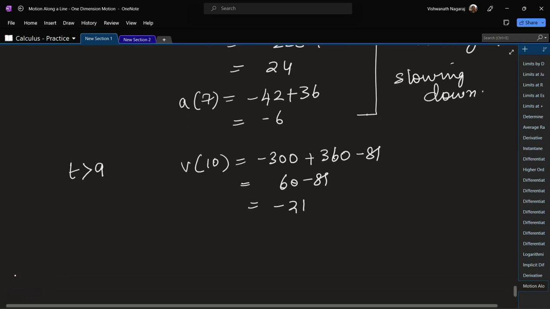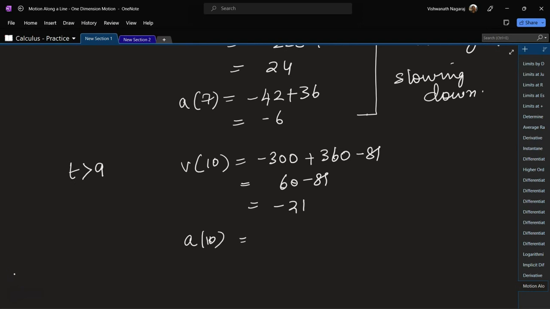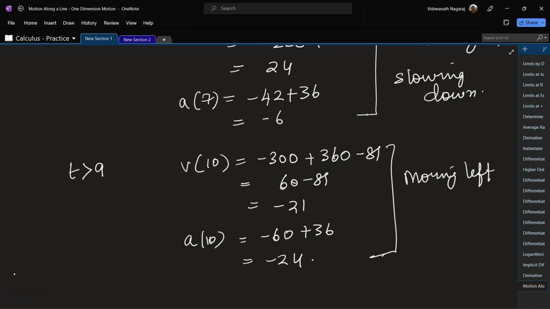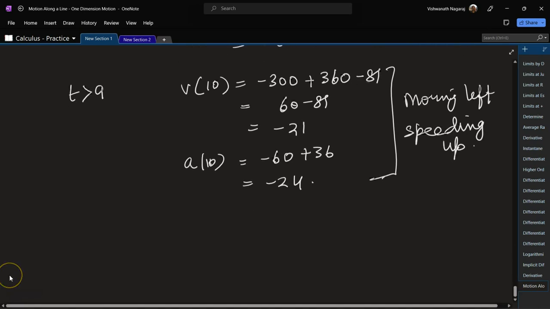Okay. Now acceleration at 10 is equal to minus 6 times 10, that is minus 60, plus 36, which gives us minus 24. They both are negative. Velocity is negative. So which means it is moving left and it is speeding up. Okay, so that was the 14th one.